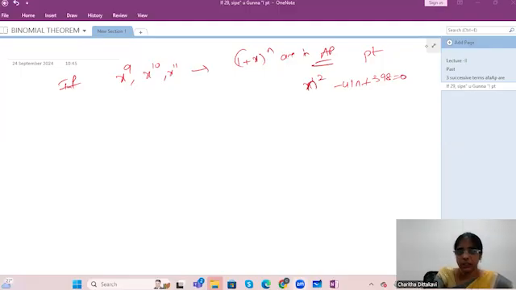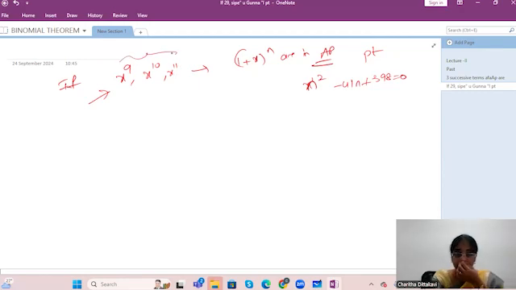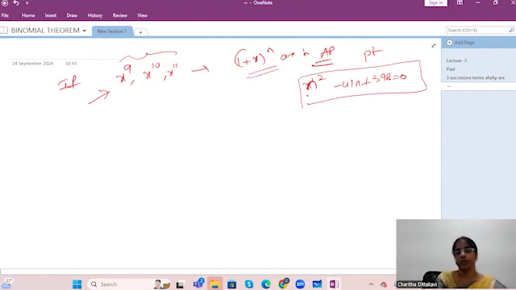Yes. Now let us solve a small problem based on this. Suppose you have x to the power 9, x to the power 10, and x to the power 11, all these three consecutive terms in the expansion of (1 plus x) whole to the power n. Now prove that you have a relation here, which we need to prove.